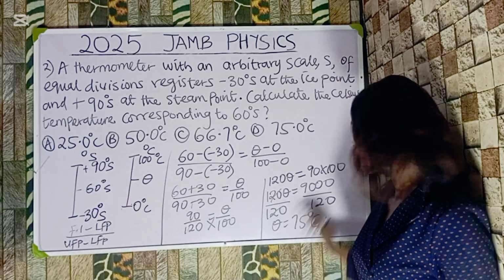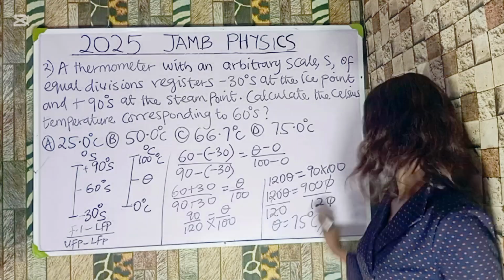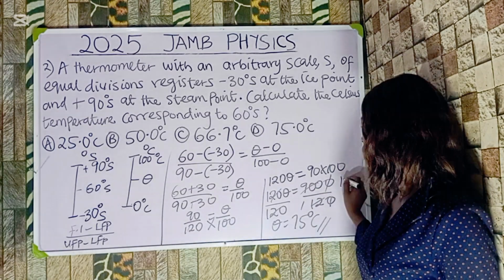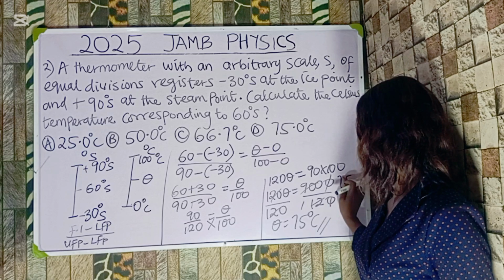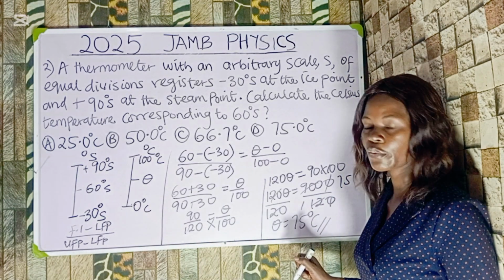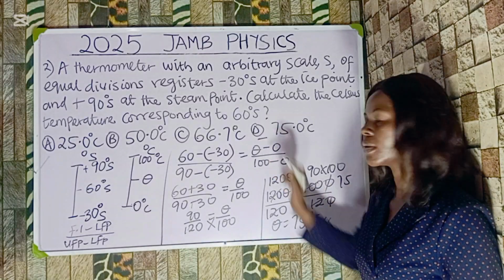By the time you divide, this cancels this, right? 12 into itself 1, 12 into this is going to give me what? 75, right? And the answer is what? 75 degrees Celsius. So the correct option in this question is option D.